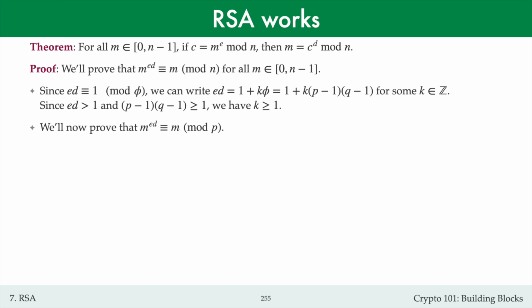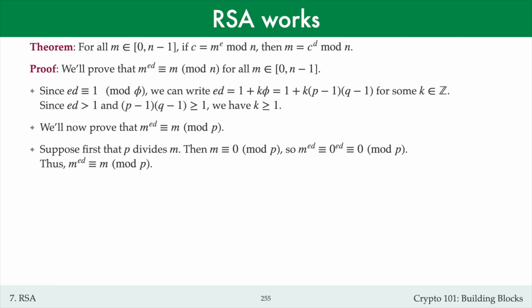Okay, so we'll first prove that m to the power ed is congruent to m modulo p. Suppose first that p divides m. Then, m is congruent to 0 modulo p. And raising both sides to the power ed gives us that m to the power ed is congruent to 0 modulo p. Thus, we can conclude that m to the power ed is congruent to m modulo p.